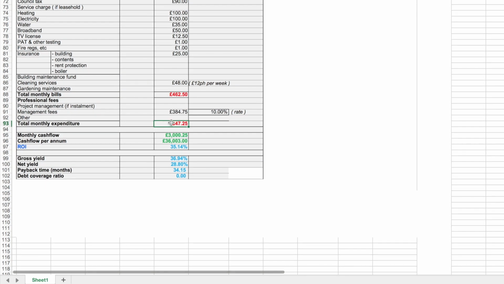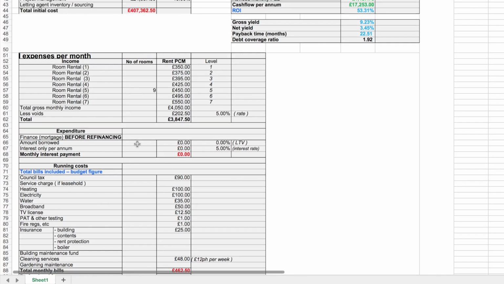So it minuses that from your gross rental income with the void rate as well, and then gives you your net times 12 per annum with the ROI, and also does your gross yield, your net yield, and your payback time. So that's quite cool.